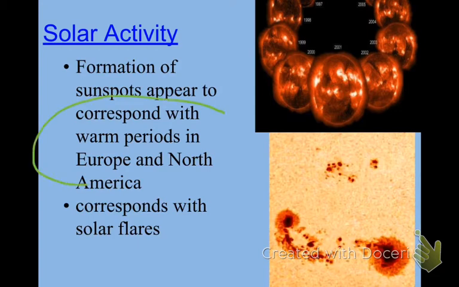But solar flares tend to correspond with warmer periods in Europe and North America. And that's really the big thing to know. They don't know for sure that this happens, but that is what scientists are thinking: when we look at hot spots, typically North America and Europe are a little bit warmer, and so they think that might be a cause for it. It's not well known, but that is what they are thinking. So just be familiar with that from this slide.